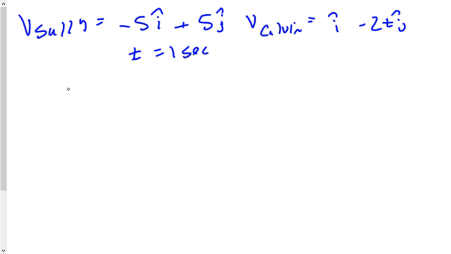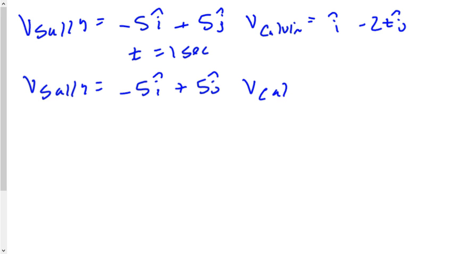And we find out that the velocity of Sally, of course, that's going to be equal to a negative 5i plus a 5j, because we can't plug anything in for that at all. And the velocity of Kelvin is going to equal i minus 2, and multiply that by vector j. So that's the velocity equations for both of them. Now remember, these are their x and y components.